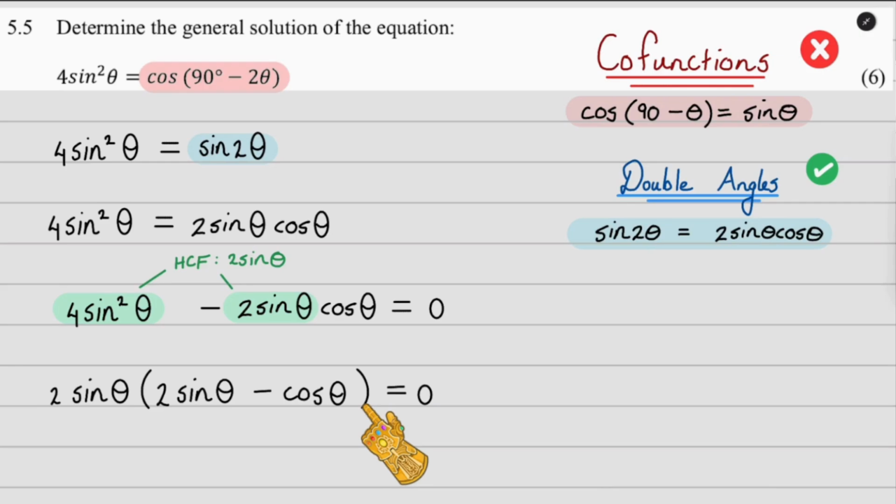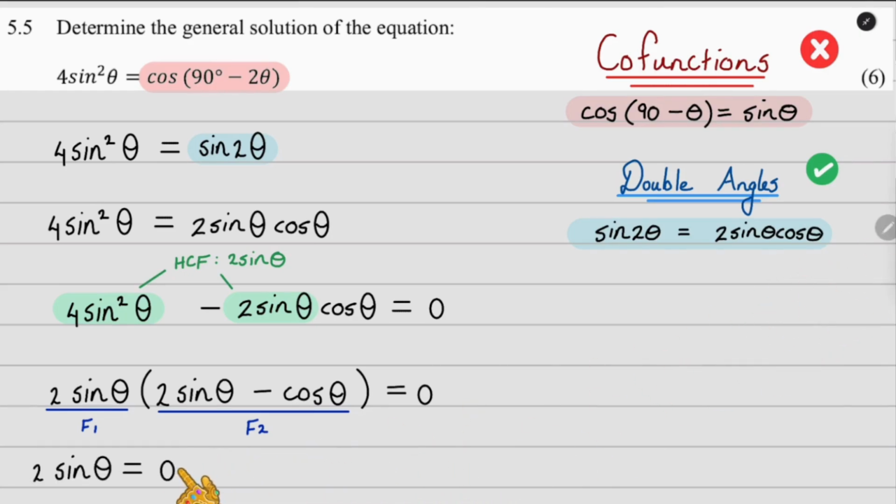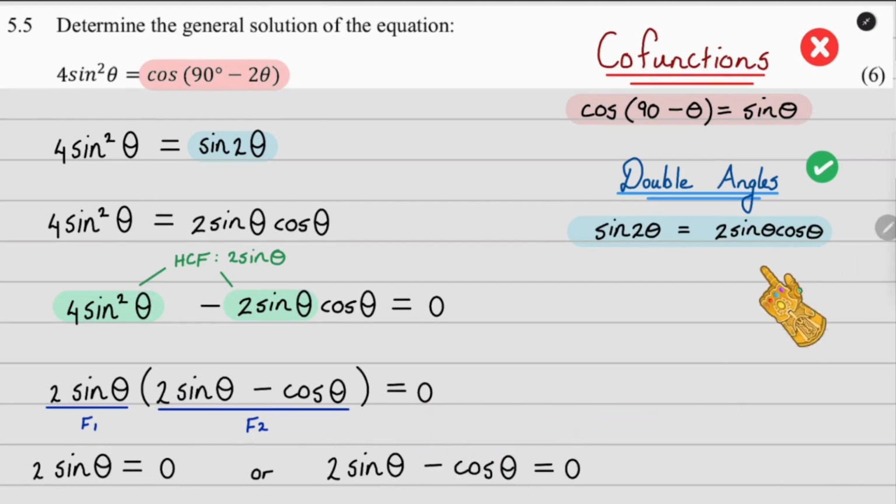Now, as per quadratics, we grab each factor and work with them separately after we make them equal to 0. So this is factor 1 and this is factor 2. So I'll start off by saying factor 1 equals 0 underneath, just like that. And then I'll put the word "or" in between them. And then I grab factor 2 and make factor 2 equal 0. And after I've split up my factors like that, I'm going to start working on them separately.